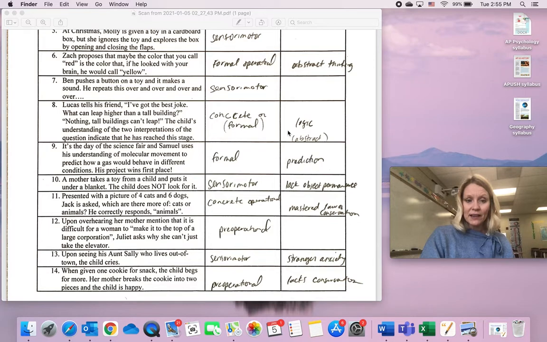Upon seeing his Aunt Sally, who lives out of town, the child cries. This is sensory motor, the stranger anxiety, where if you looked at that picture of the young little infant with Santa, very much they do not understand what is happening. And 14, when given 1 cookie for a snack, the child begs for more. Her mother breaks the cookie in 2, and the child is happy. Pre-operational, they lack conservation.